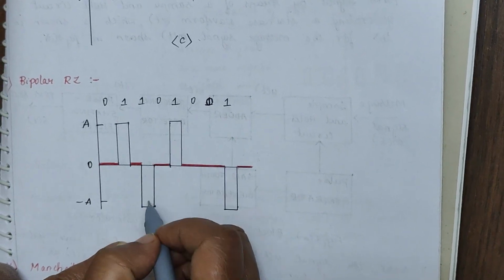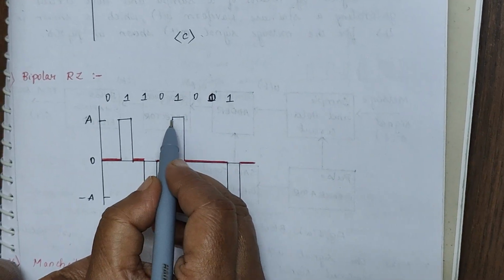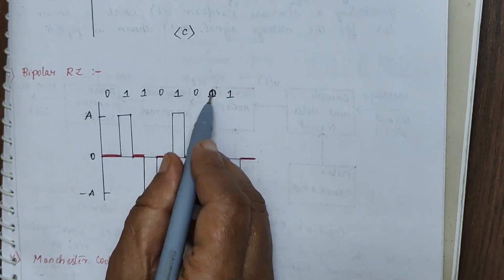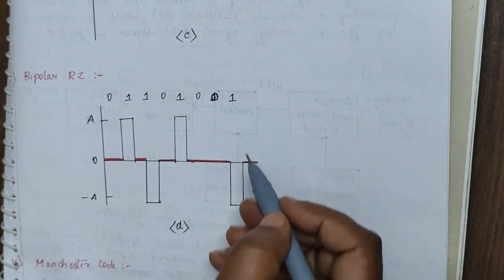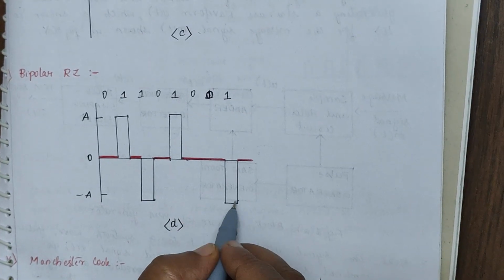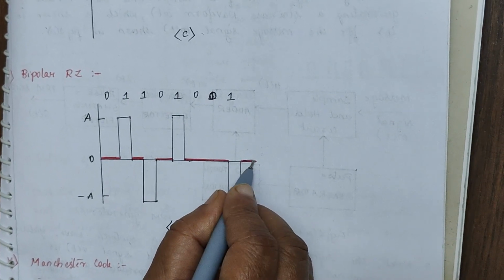Next one is the opposite of this polarity. Now minus 1 we have represented, now plus 1. Till when? Only half duration, because it is return to 0. Symbol 0 is 0, and symbol 1 is alternate mark inversion. Positive we have represented, here negative minus 1 we have to represent for half duration, and for another half duration it is 0.